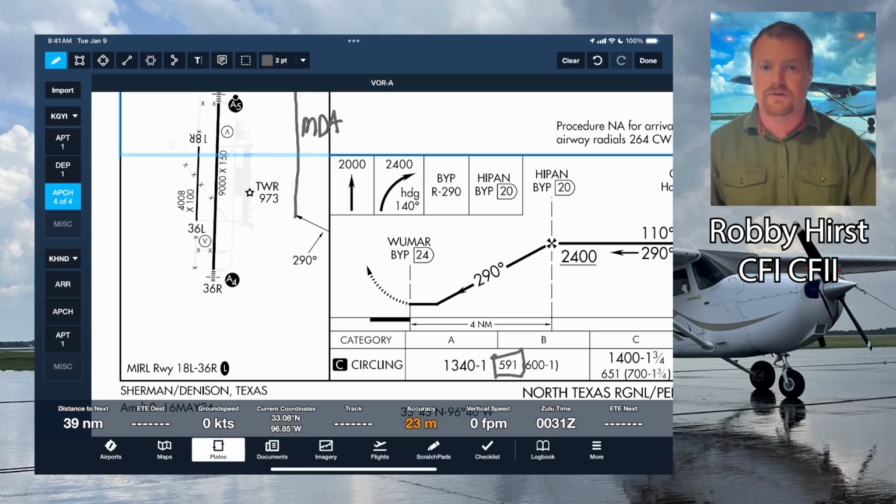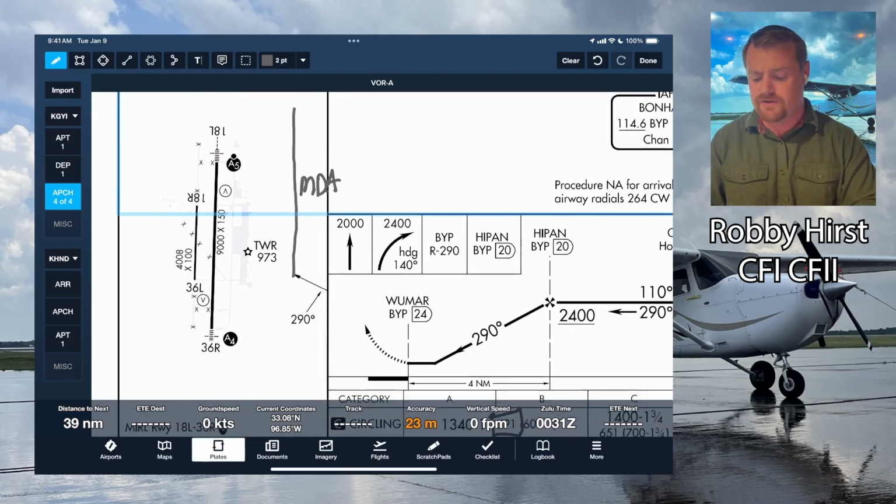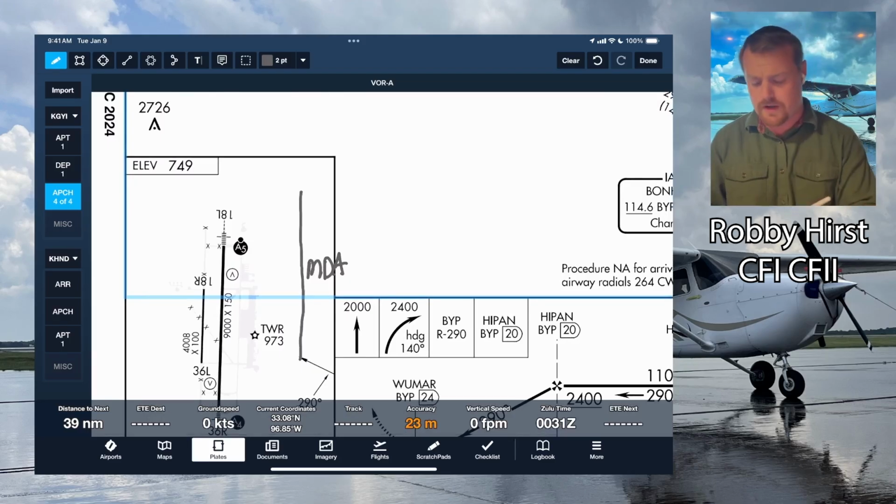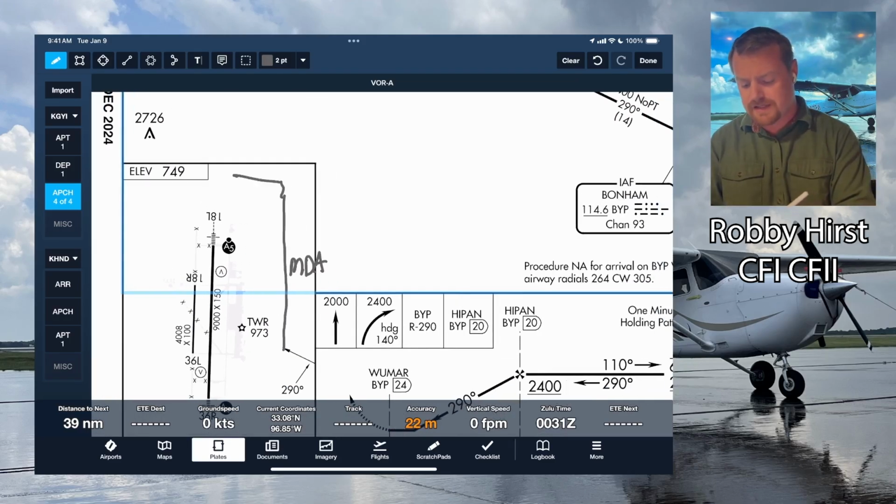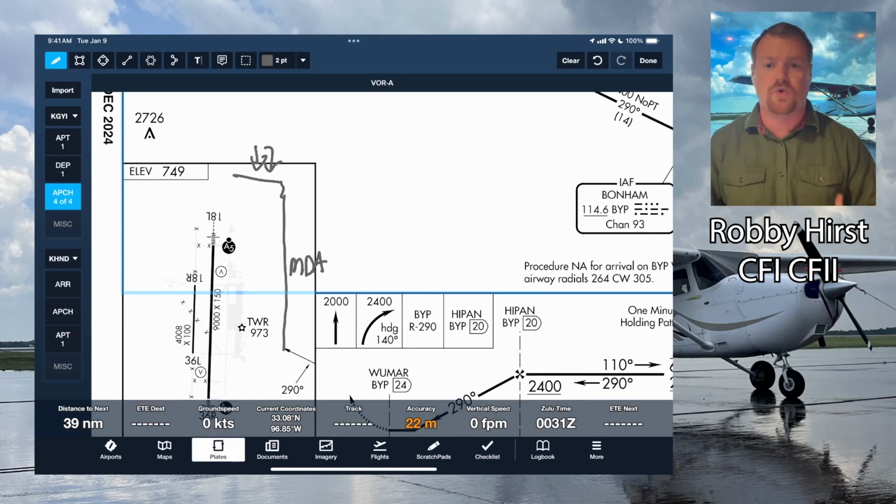So you're already below where you would normally be for a traffic pattern. You don't need to descend anymore until you start that base leg turn. That's when you can go ahead and start that descent down, and treat it like a normal landing. At that point, you're already going to have visual contact with the airport, and it's just a normal landing. Come in and land it, no stress.